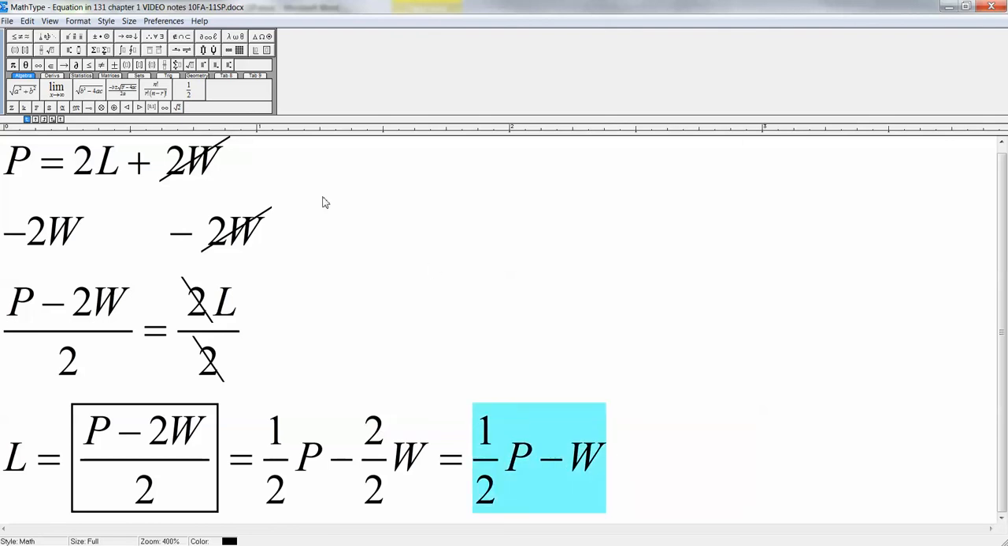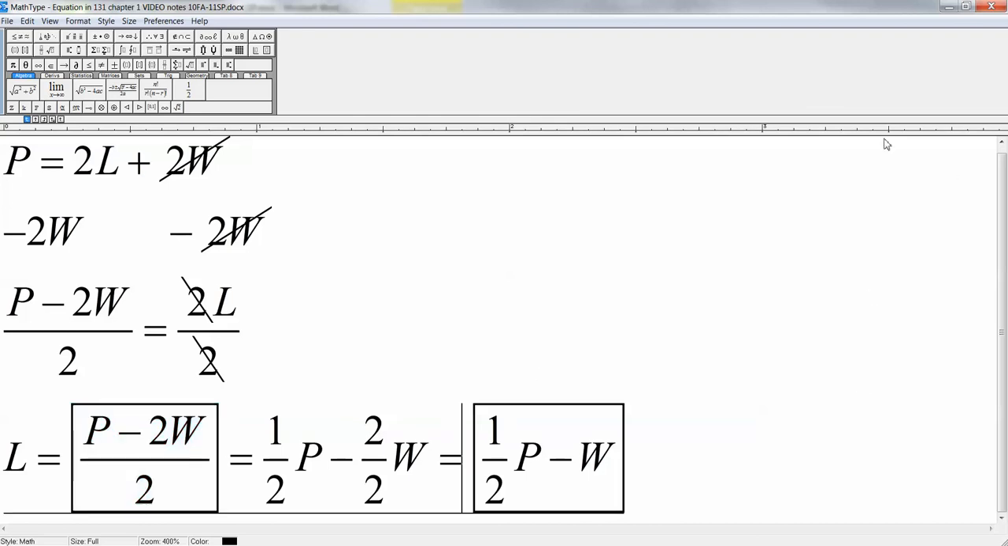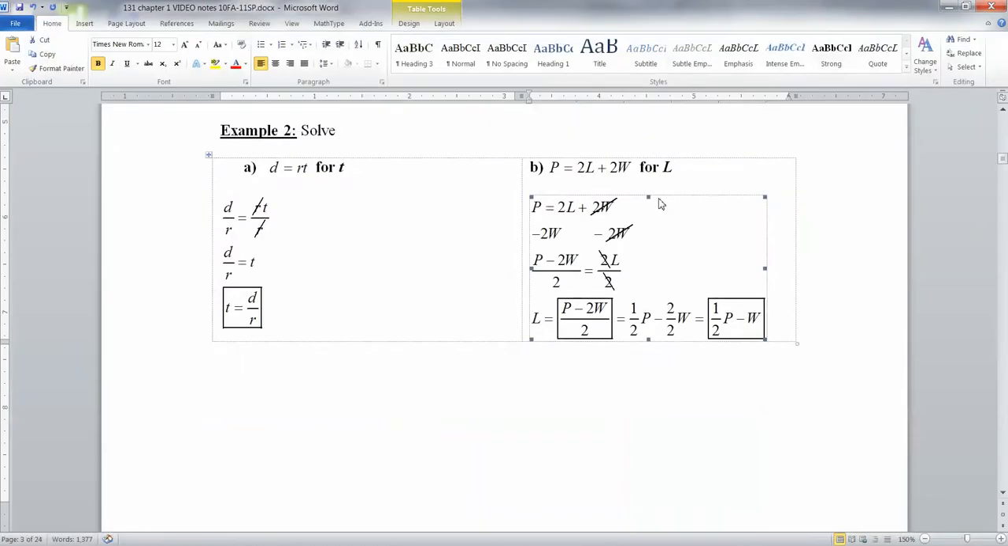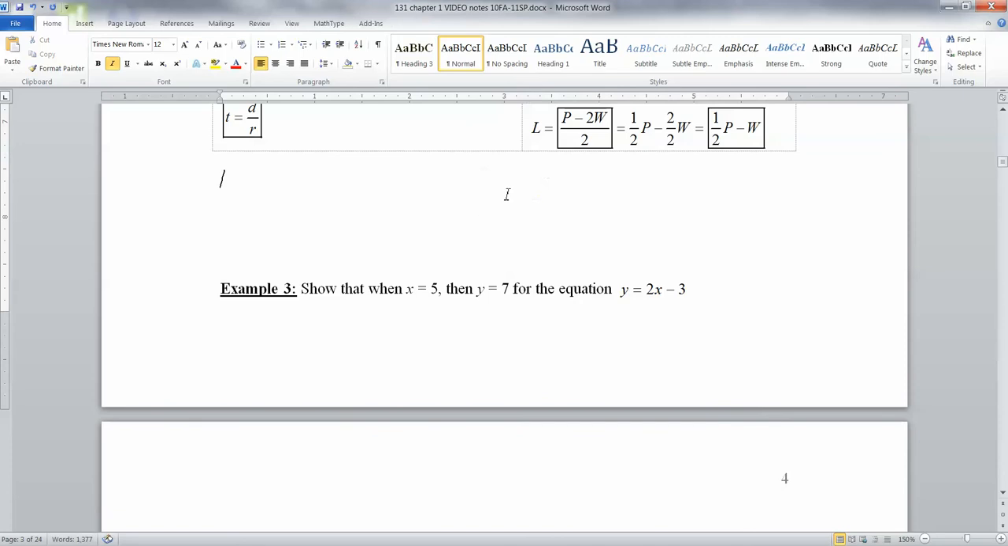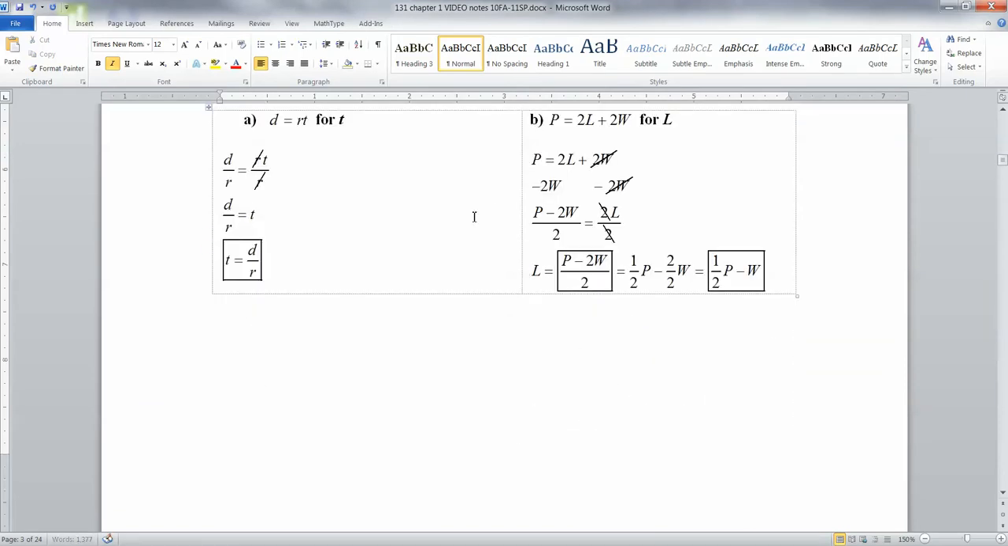So I don't really mind the first thing that we boxed. This one over here, p minus 2w over 2, is totally fine with me for an answer. It's possible my math lab might want you to simplify it a little bit more for some reason, so they might like the 1/2 p minus w. So be able to do kind of both. But either one of them is fine for me. Once you have the L by itself, it's all good.